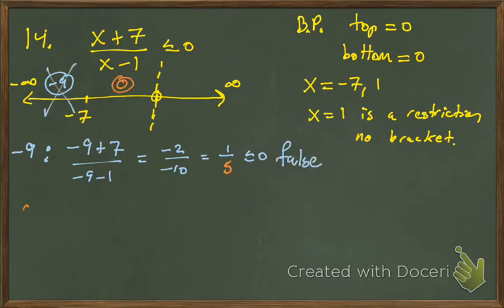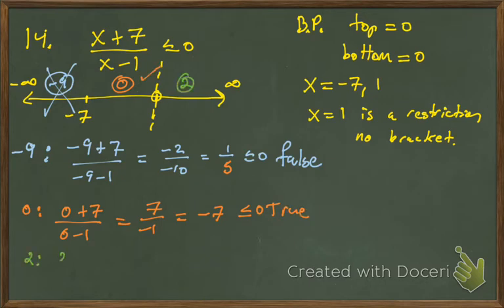Okay, and then we'll pick a number between -7 and 1. So 0 is a good one. So 0 plus 7, 0 minus 1, and we get 7 over -1 is equal to -7. And is that less than or equal to 0? Yes, it is. So that is true. So we're going to save that interval. And then we'll try 2. 2 plus 7 over 2 minus 1. So 9 over 1 is equal to 9. Is that less than or equal to 0? That is false. So we're going to throw out that interval also.